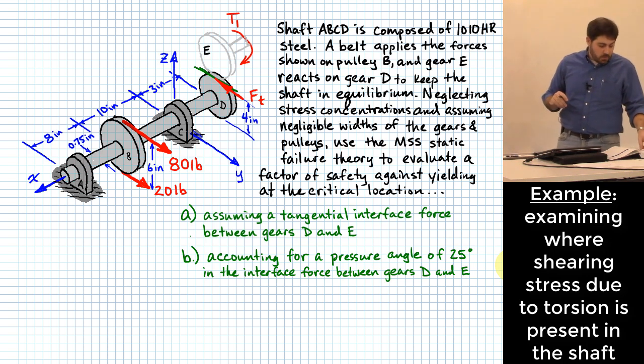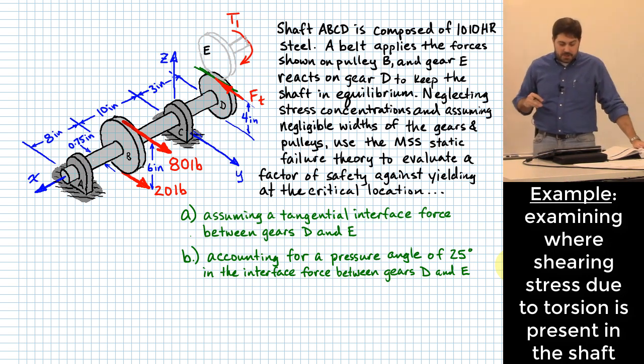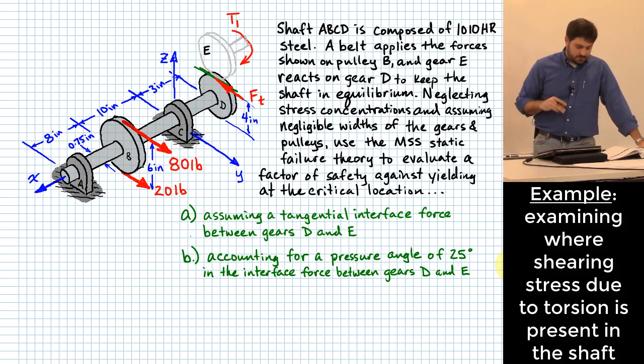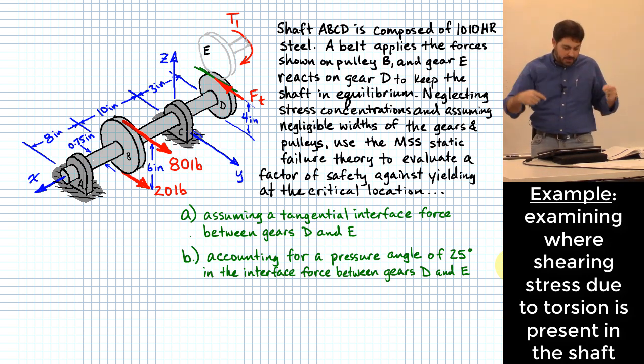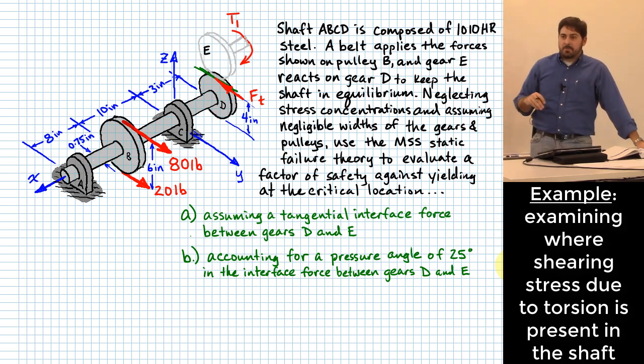Let's think about this. What is it that's causing stress on shaft A, B, C, D? Does it have any axial stress in it? Okay, we're not worried about axial stress, right? We don't have axial forces acting along the axis of shaft A, B, C, D. So that's one we don't have to worry about. What else do we have potentially?